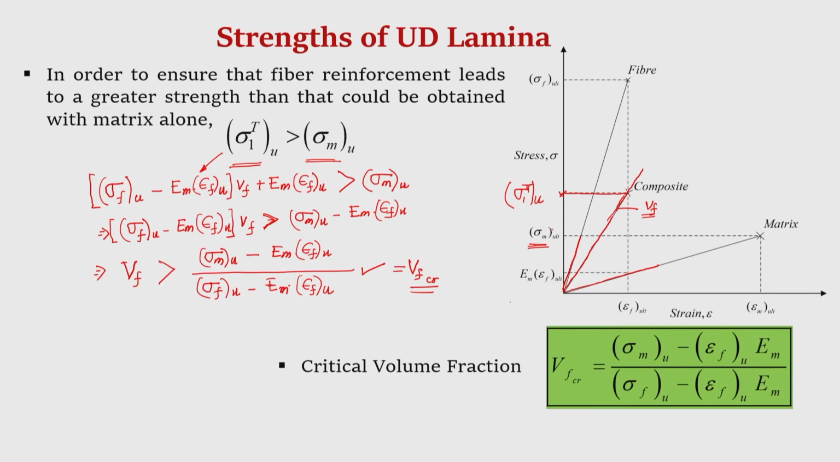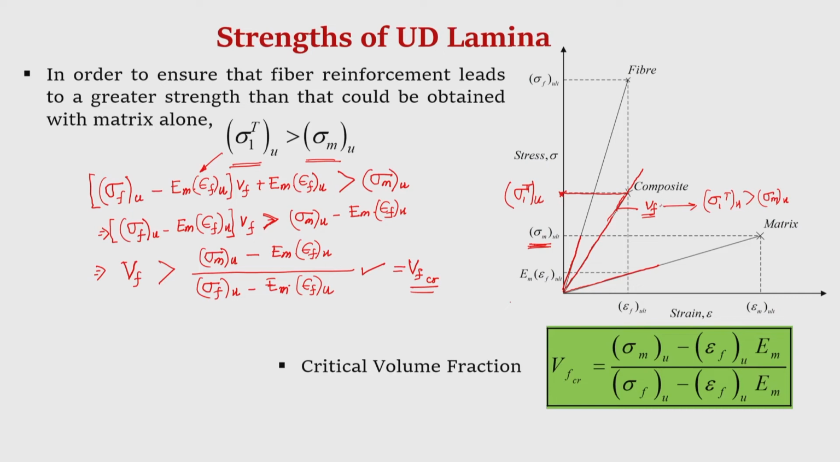And you can clearly see that in this case the sigma 1 T u, looking at this graph, is actually more than sigma m u, because this is the sigma m u. Okay. Now, where will be the location of sigma 1 T u is decided by what is the slope of the stress strain curve of the composite.